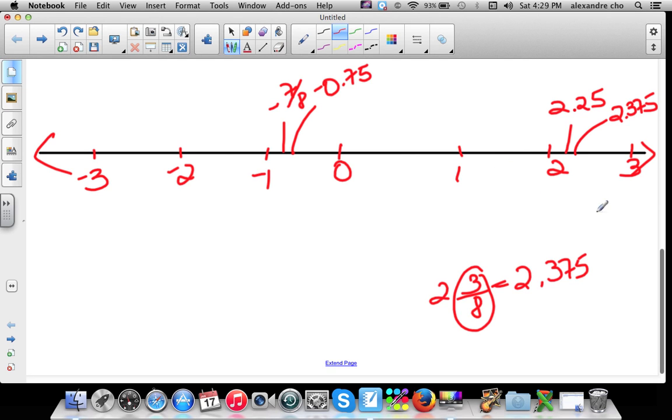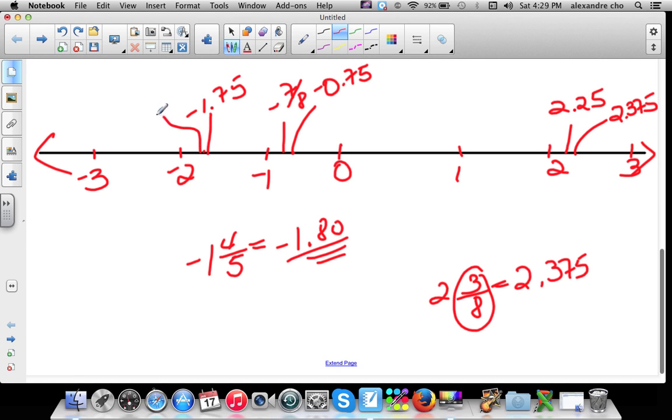Now we go to -1.75, so it's 0, -1, -1.5, -1.75 is about here. And then we have -1 4/5. Again, divide 4 by 5, and you get 0.8, so -1.80, or -1.8, whichever one you want to use, doesn't matter. That's a little bit smaller, so that's going to go just about there. -1 4/5.